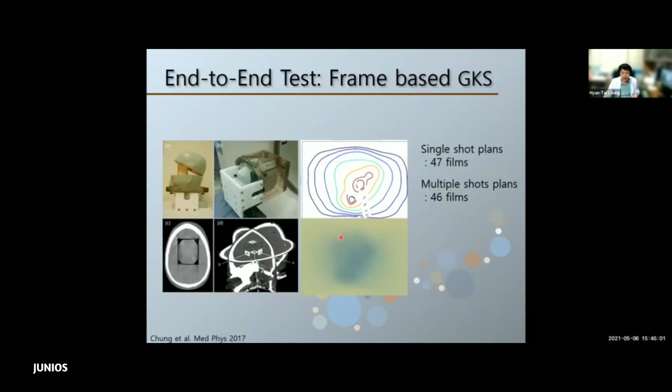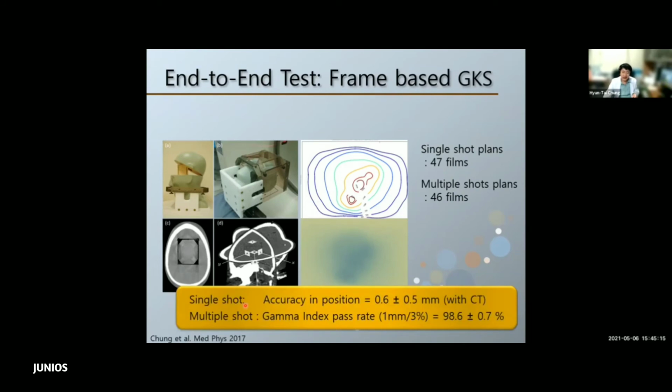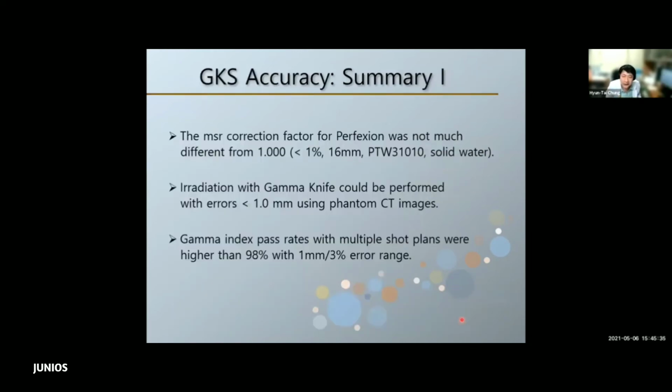This is the same, and this is the plan we used. We used 47 films for the single shot plan and 46 films for the multiple shot plan. From the single shot, we found the accuracy in position was 0.6 millimeter, and the standard deviation is not small. From the multiple shot, the gamma index pass rate is about 99%. It's very good. So let me summarize first.